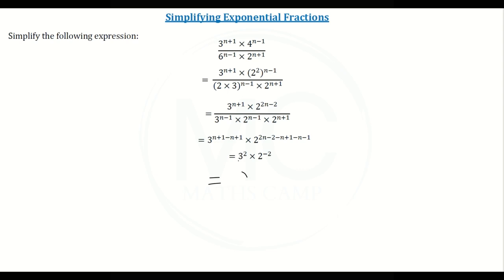3 squared we know is 9. 2 to the negative 2. 2 squared is 4. Our exponent is negative, so this becomes 1 over 4. Multiply these together and we get 9 over 4. And this is our final answer.